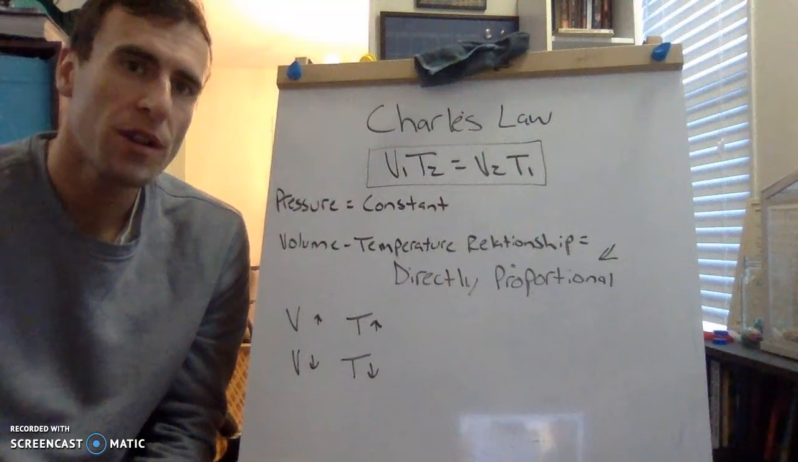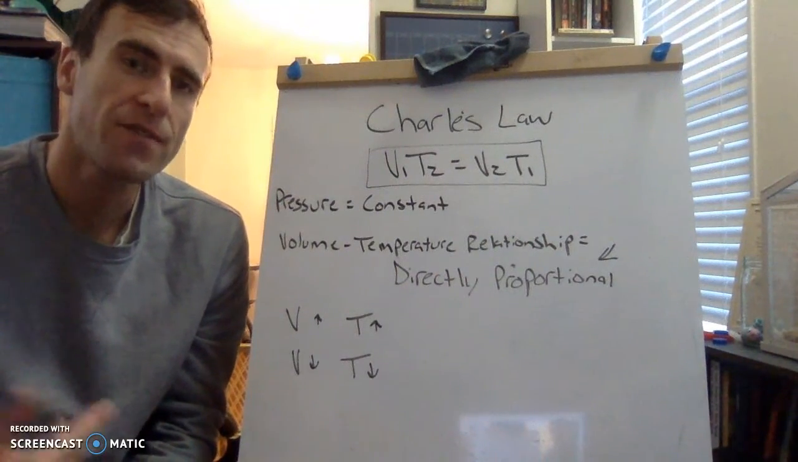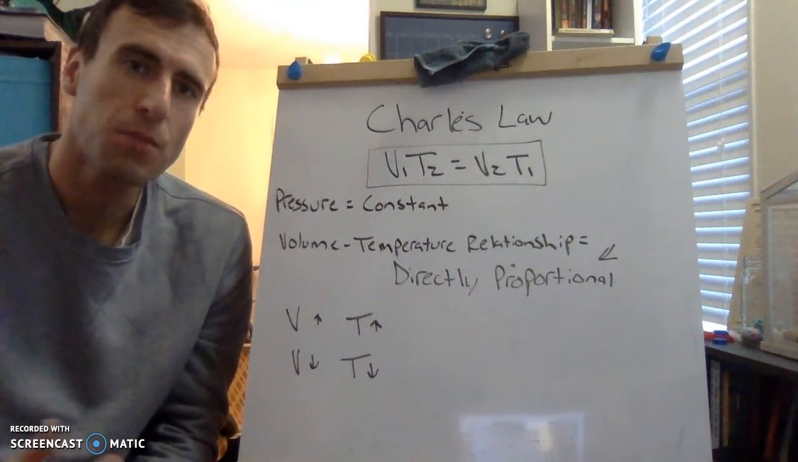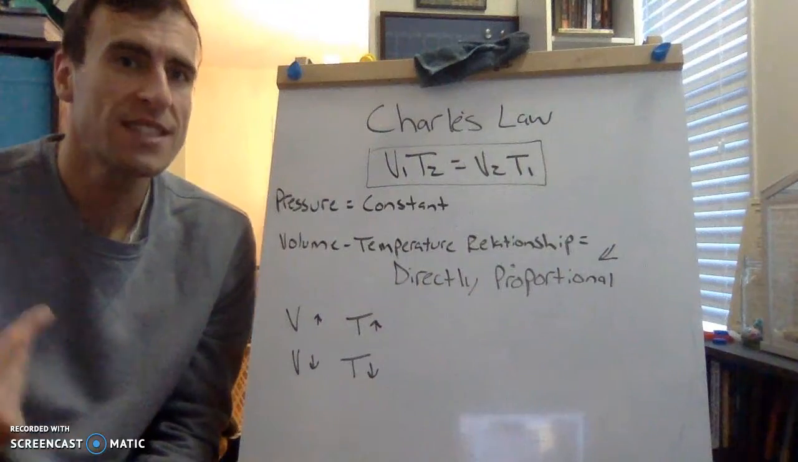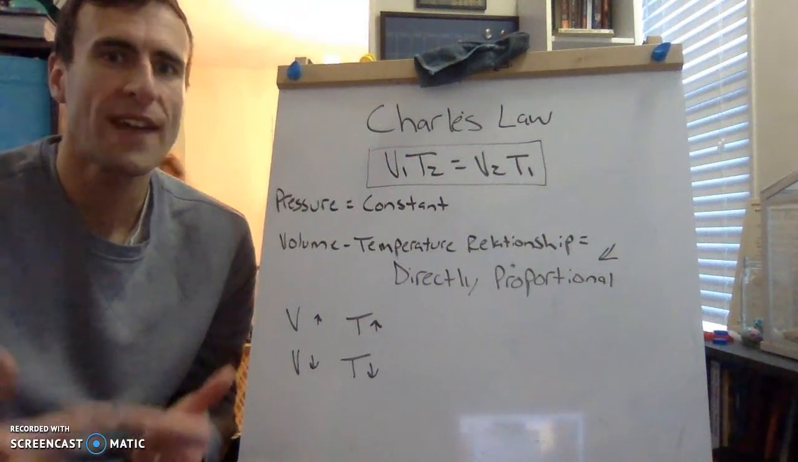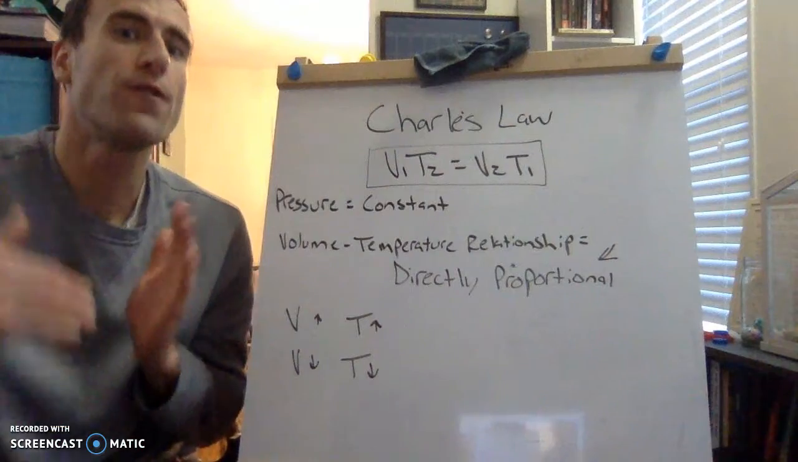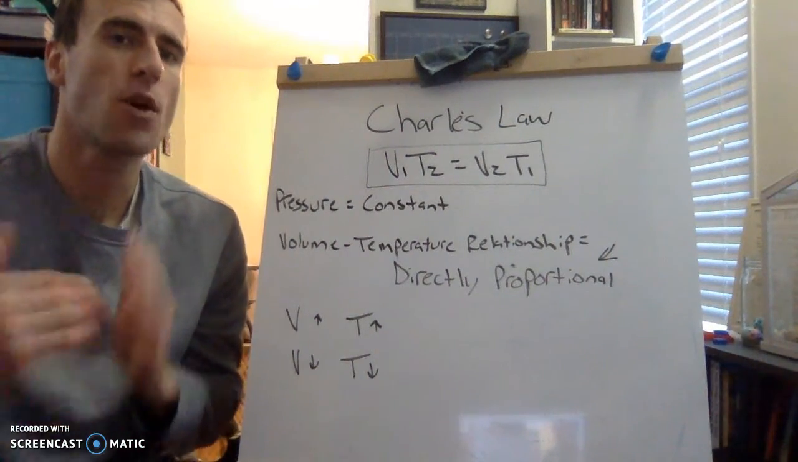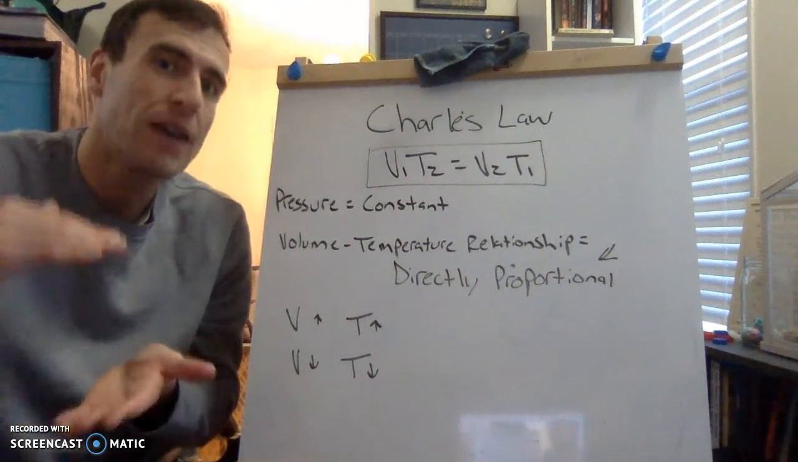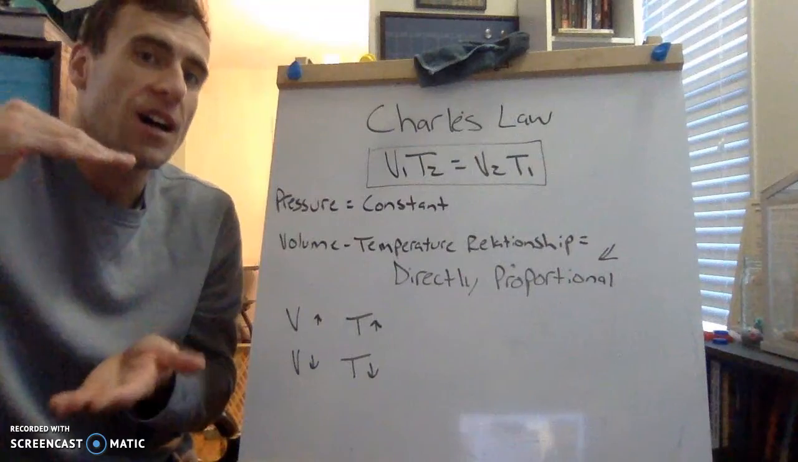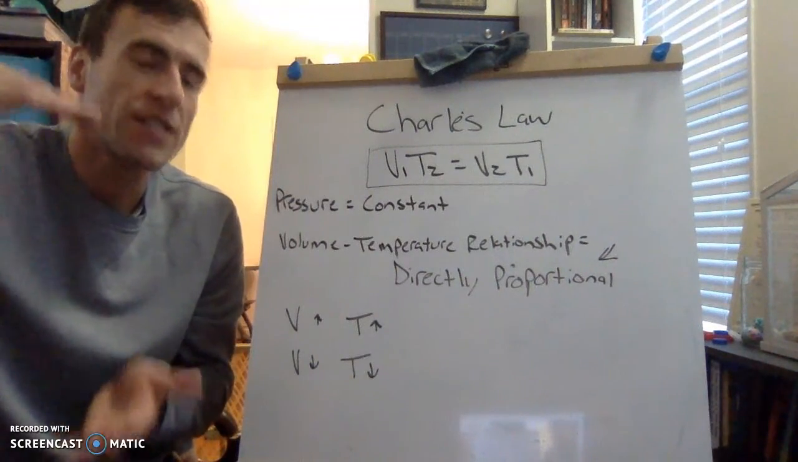This is all based upon the kinetic energy and the rates of speed that these particles are going in. If you increase the temperature, that means the particles will get faster. If the particles are getting faster, then they bounce harder against the walls, which push against the piston, which would increase the volume.